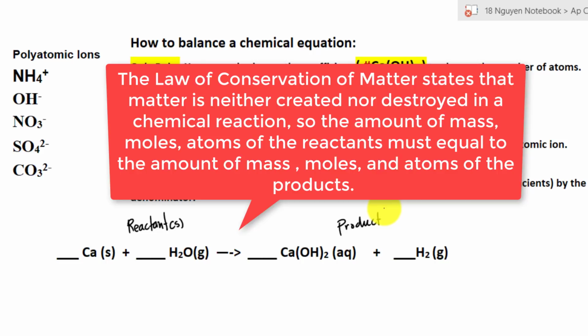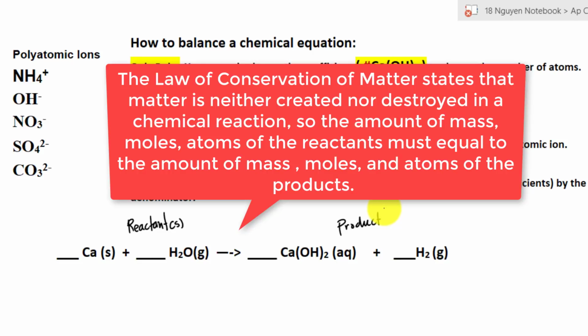Basically, the number of moles of each element on the reactant side must equal the number of moles of that same element on the product side. And if the moles is the same for each of those elements on both sides, so does the mass, so does the number of those atoms. So that is basically the law of conservation of matter.